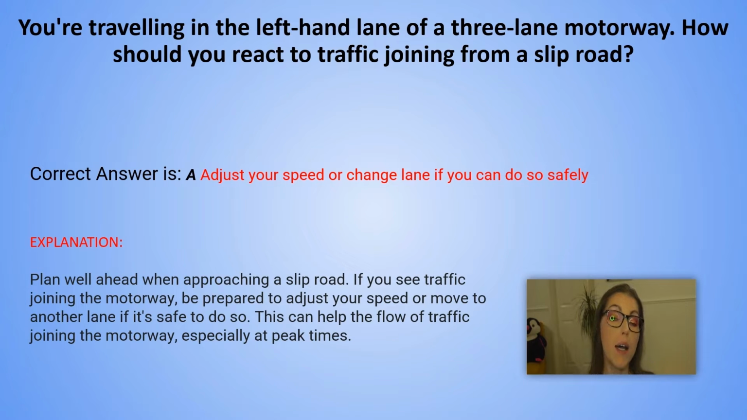Explanation. Plan well ahead when approaching a slip road. If you see traffic joining the motorway, be prepared to adjust your speed or move to another lane if it's safe to do so. This can help the flow of traffic joining the motorway, especially at peak times.